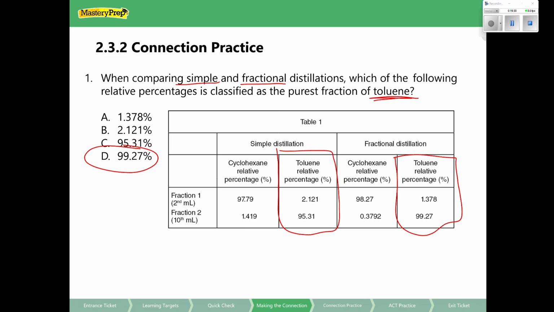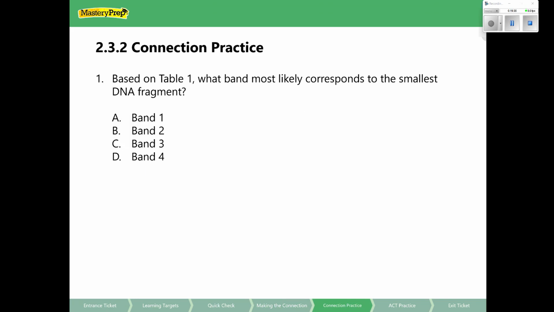Questions on this here? So for this one here, we needed to make a second connection to talk about purity. Yes?